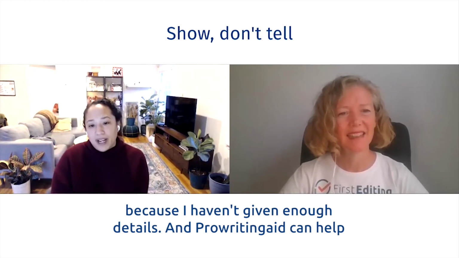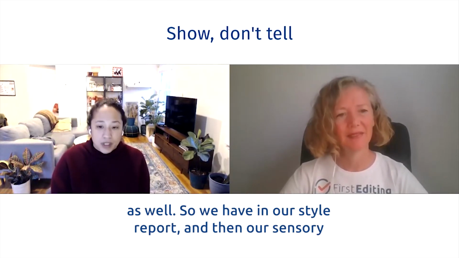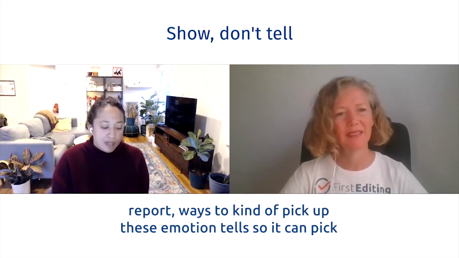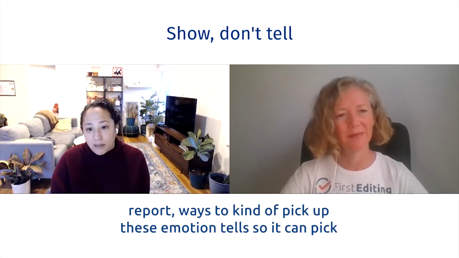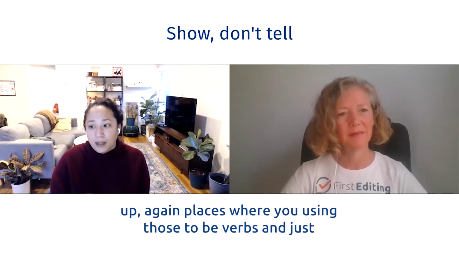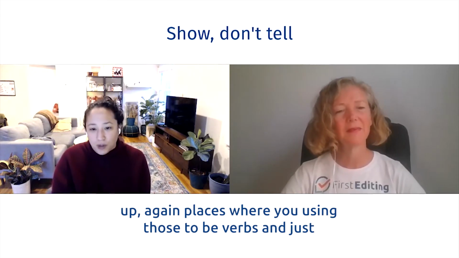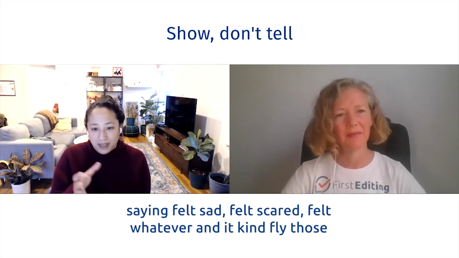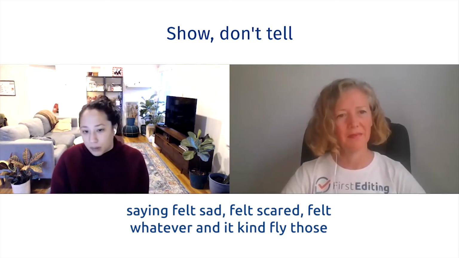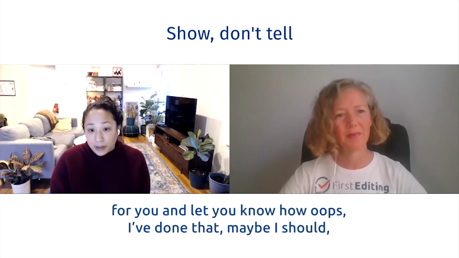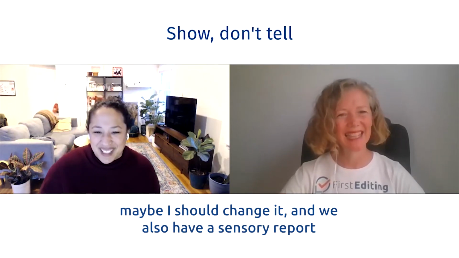And then ProWritingAid can help as well. In our style report and in our sensory report, we have ways to pick up these emotion tells. It can pick up places where you're using those to-be verbs and just saying felt sad, felt scared, felt whatever. It can flag those for you and let you know, oops, I've done that. Maybe I should change it.